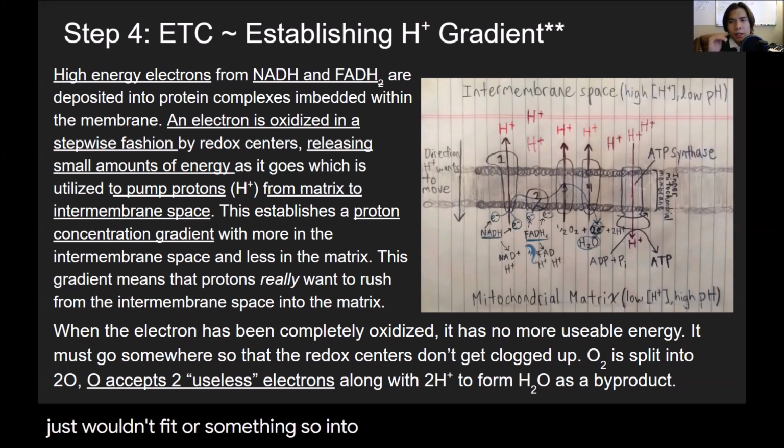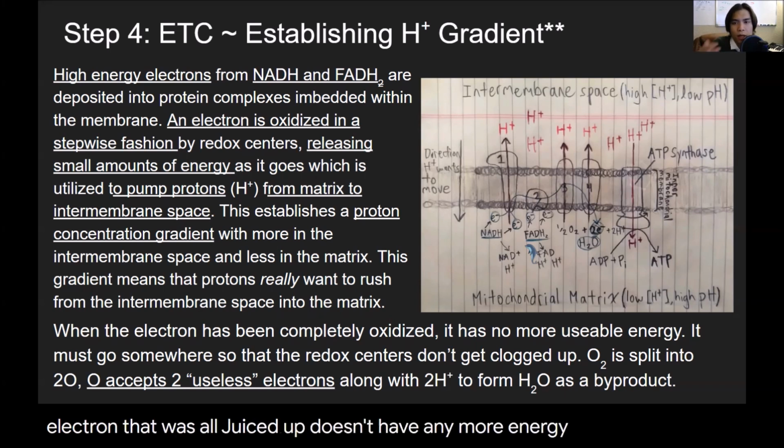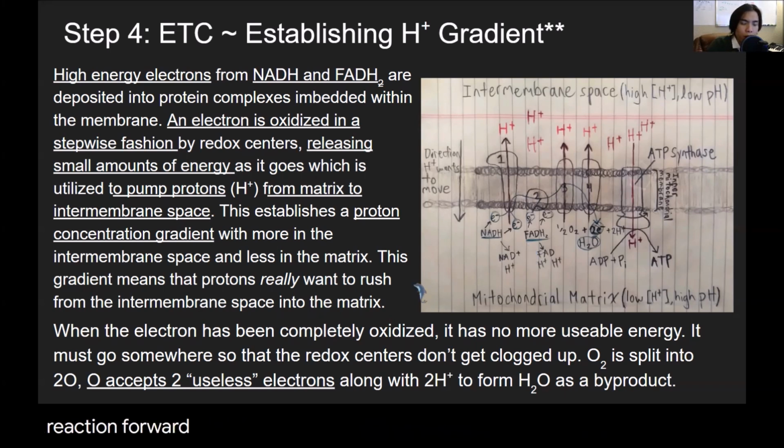So something needs to take that useless electron that was all juiced up, doesn't have any more energy to drive the reaction forward. Now this is where O2 comes into play. When the electron has been completely oxidized, it has no more usable energy, it must go somewhere so the redox centers don't get clogged up.